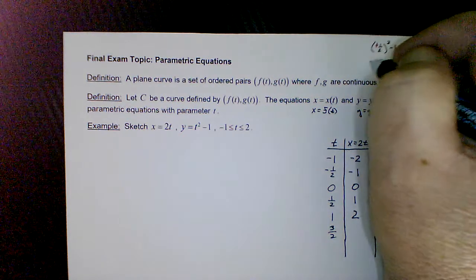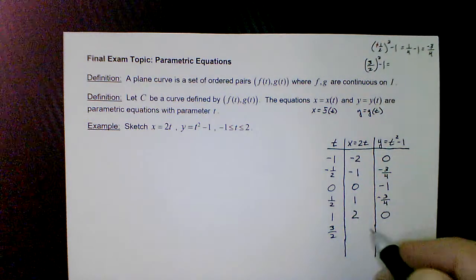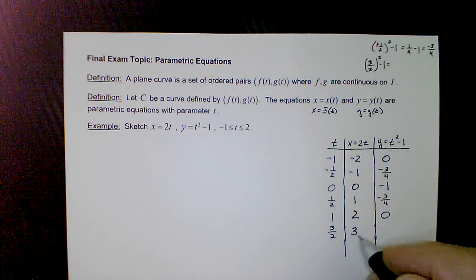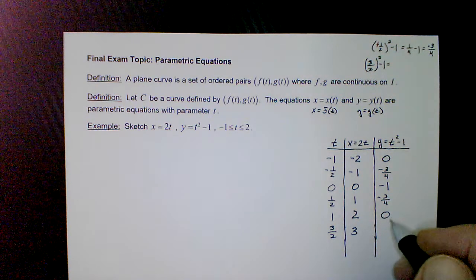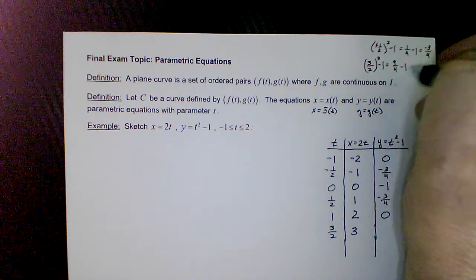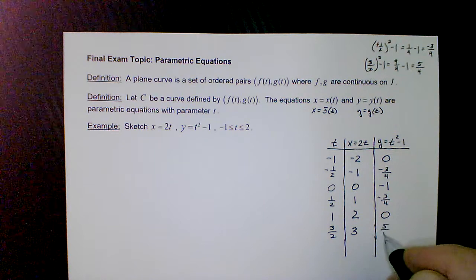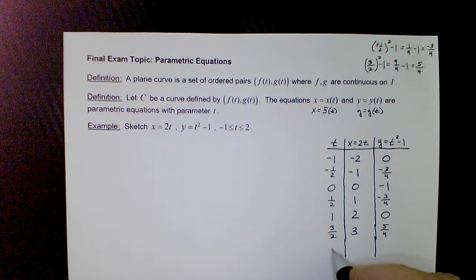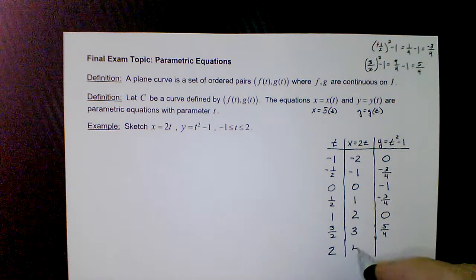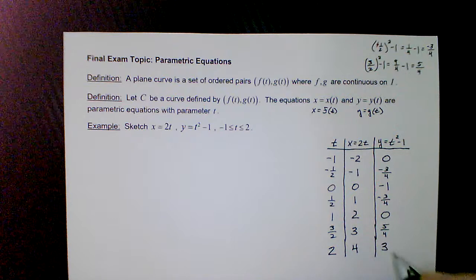And maybe doing the work up top. 3/2 squared minus 1. Oh, this is for y. For x, it's just 2 times 3/2, which would be 3. And for y, it's 3/2 squared, or 9/4, minus 1, which is 5/4. And finally, when t is 2, x is 2 times 2, or 4. And y is 2 squared, which is 4, minus 1, or 3.